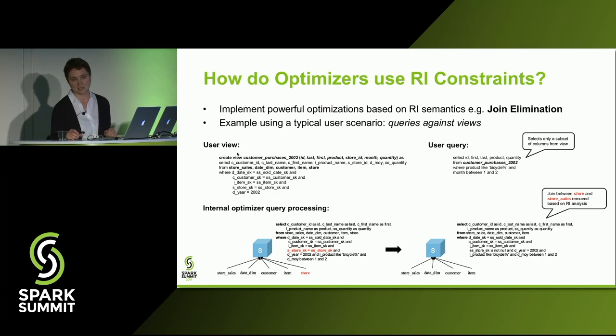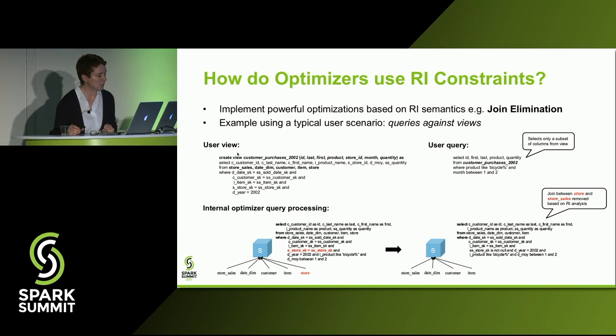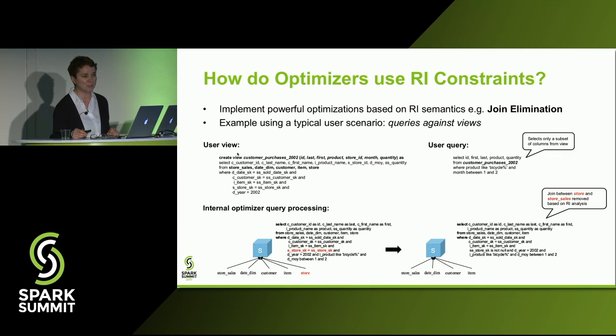How do data warehouse optimizers use referential integrity constraints? A typical data warehouse optimizer will take advantage of these constraints by implementing powerful optimizations. An example will be join elimination. Here I show a simple example using a typical user scenario, queries against views. Users rarely access base tables directly. They use views. Views control the access to the database.